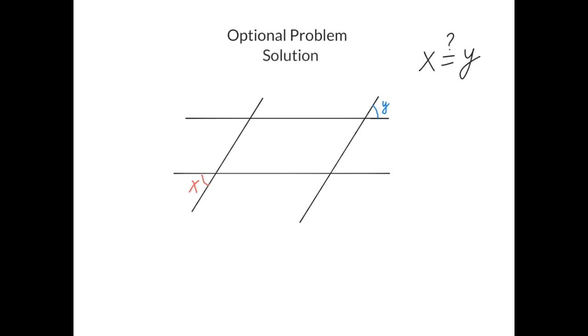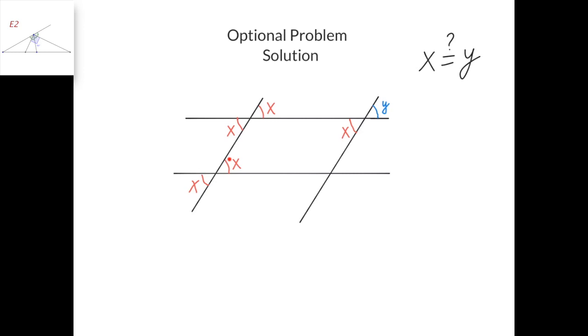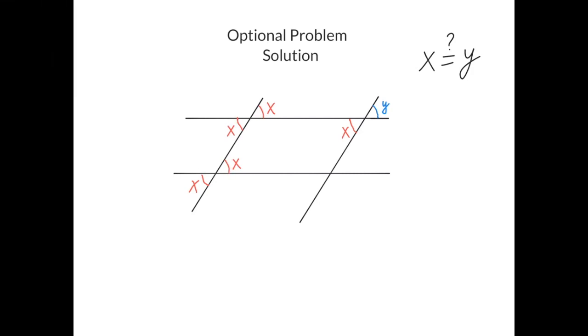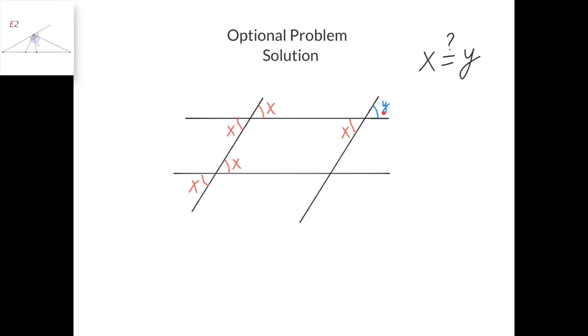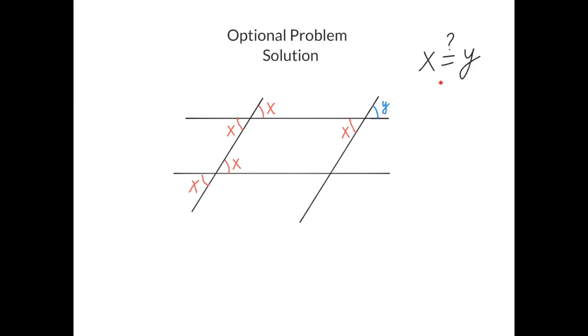And here's the solution. We know that this is parallel to this, and this is a line that crosses the two parallel lines. And so if this angle is x, then this angle is x, this angle is x, and this angle is also x. And now let's consider this line parallel to this line. If this angle is x, it follows that this angle is x, and this angle is also x, and therefore x equals y.